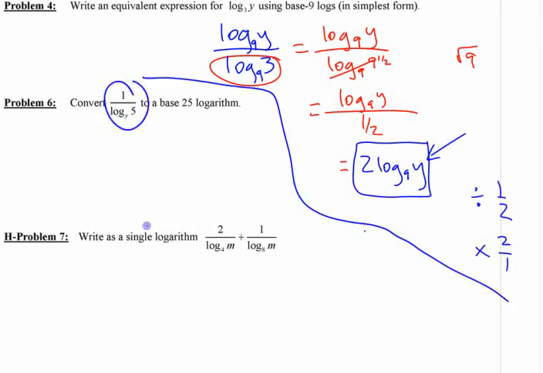1 over log base y of 5. If you're trying to write this as a fraction now using the change of base rule, I would say this is equal to 1 over, I would use a big huge line. That bottom thing, log base y of 5, is log 5 over log y. If we're doing base 25 logs, then we should put 25 here, right? Base 25 logs.